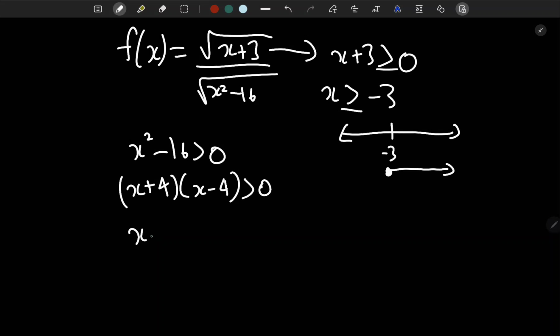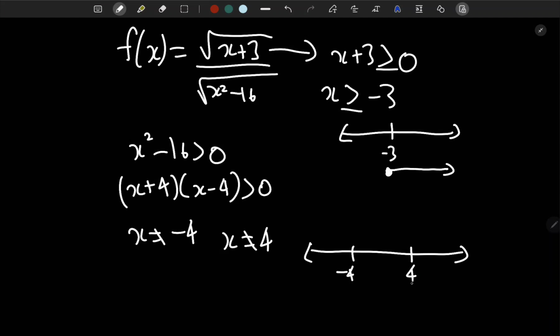Now x cannot be equal to negative 4, and x cannot be equal to 4. This is a very similar example to what we did before. So let's draw the number line again. Negative 4 and 4. And now we need to test for the regions more than 4, between negative 4 and 4, and less than negative 4.